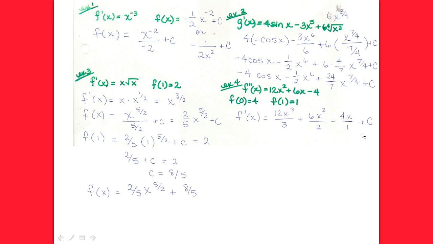Okay, so to go back to the original function, you told me I would need to do that process twice. So we're going to have to go back and do that again. I'm going to simplify a little bit first before I do that. So 12 divided by 3 would be 4. 6 divided by 2 would be 3. 4 divided by 1 would be 4.